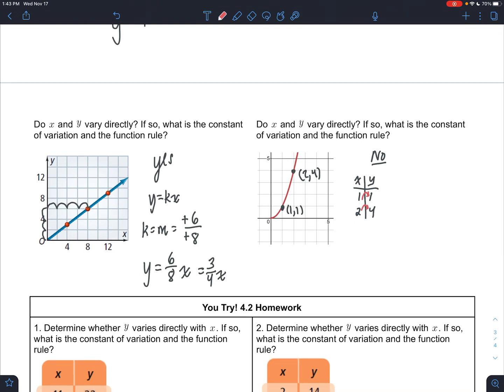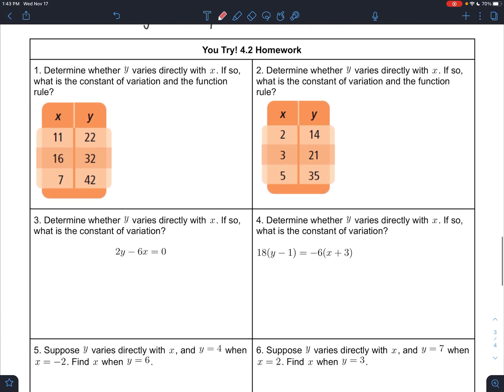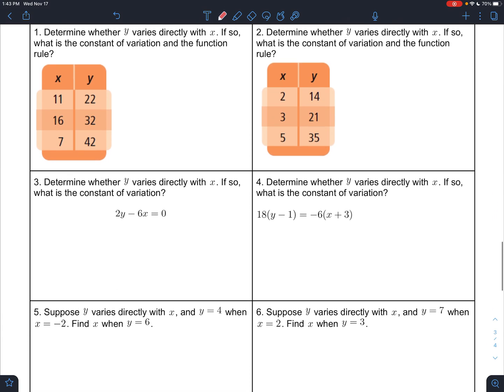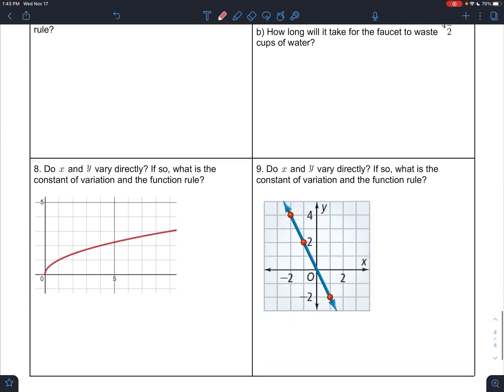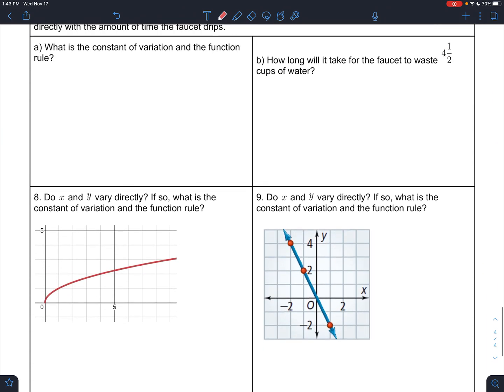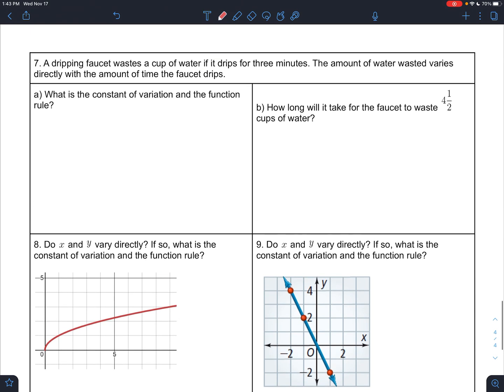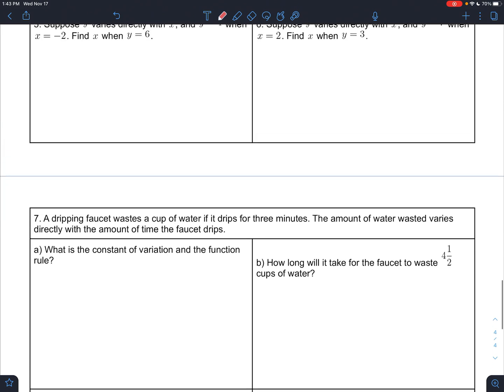Okay? So that's it. These homework problems are basically just more practice of what we just did. So I'll have you guys try those out. I'm not sure what format you'll be given for those, but you should have those at least in front of you to work on.